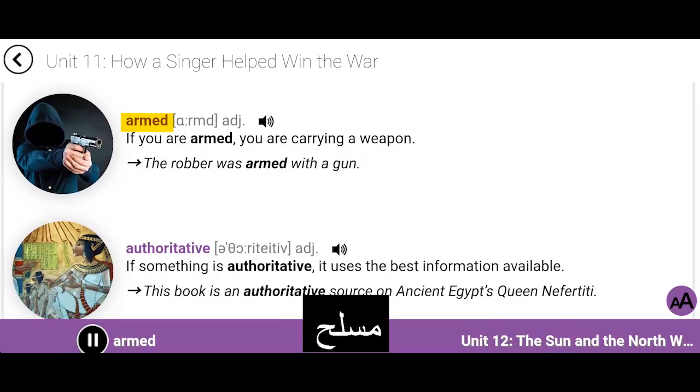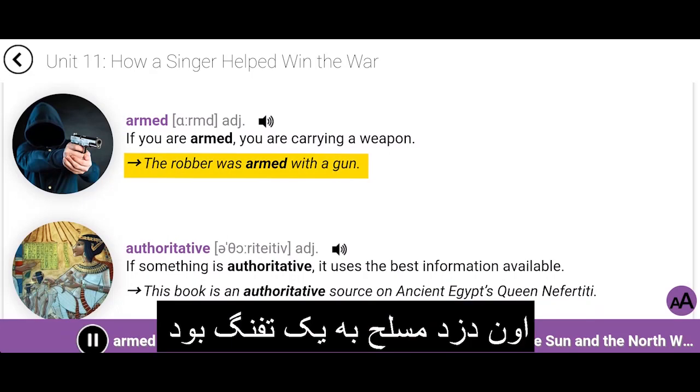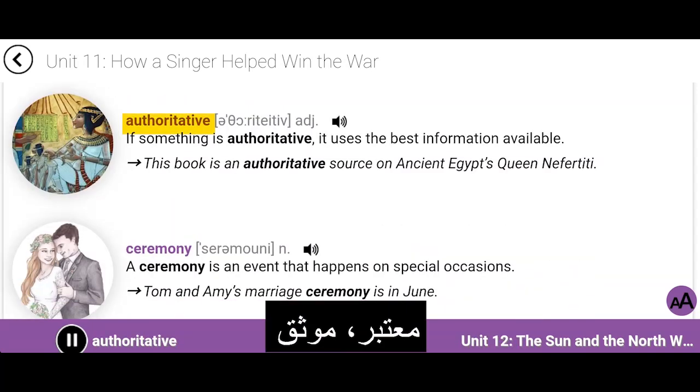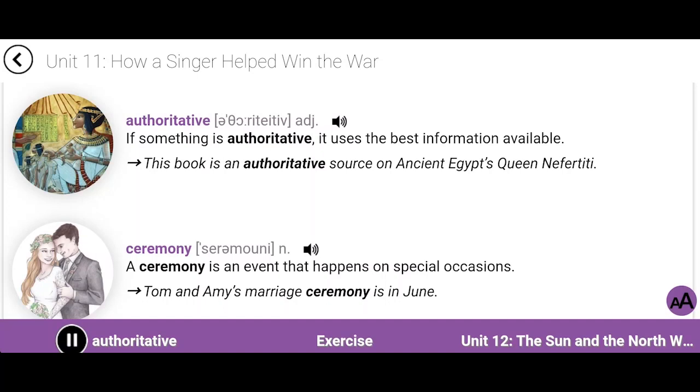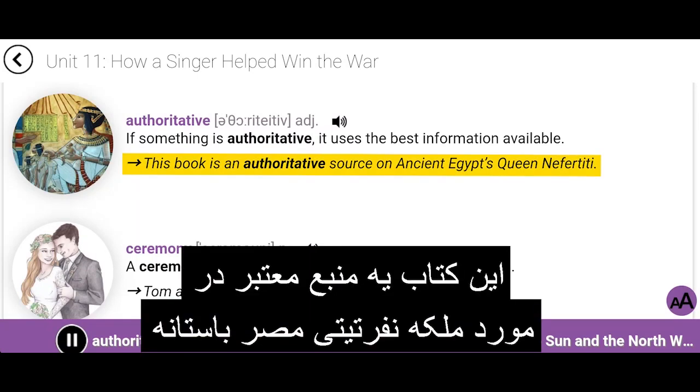Armed. If you are armed, you are carrying a weapon. The robber was armed with a gun. Authoritative. If something is authoritative, it uses the best information available. This book is an authoritative source on ancient Egypt's Queen Nefertiti.